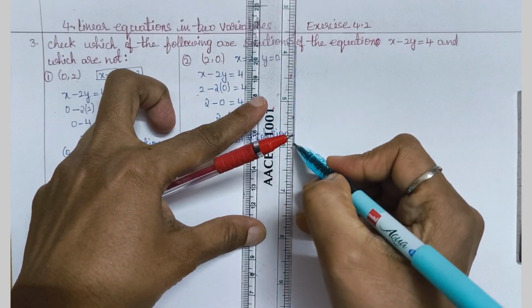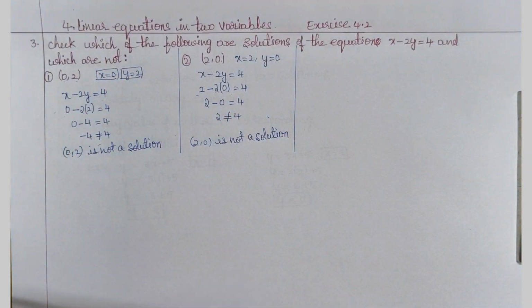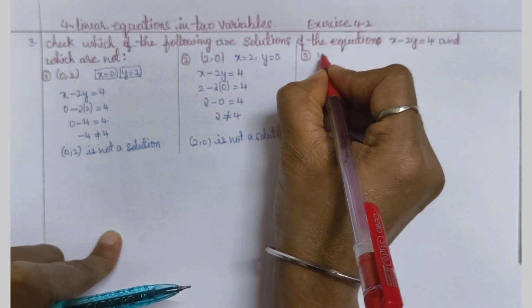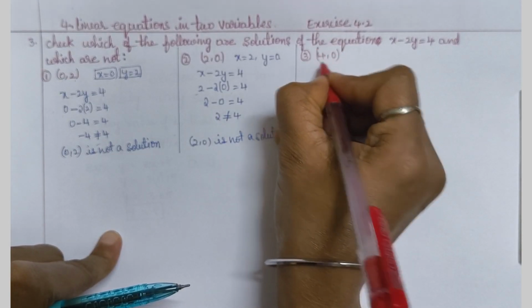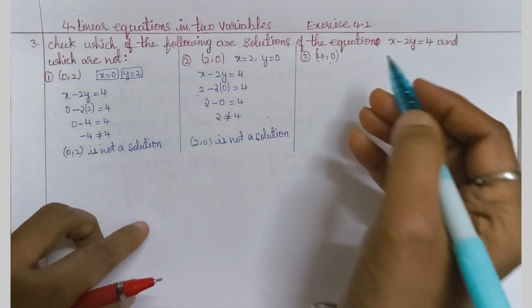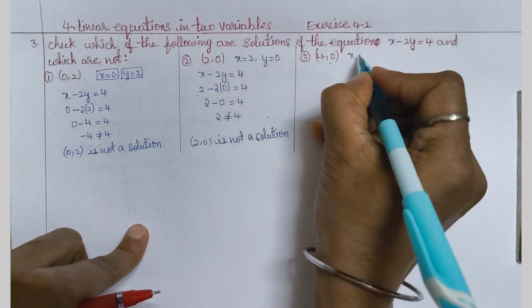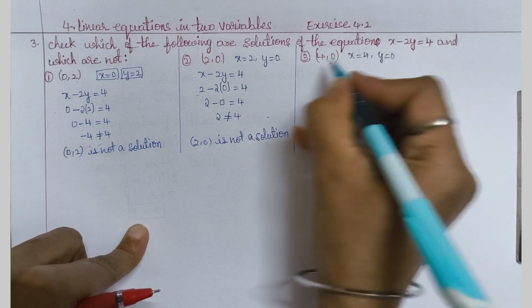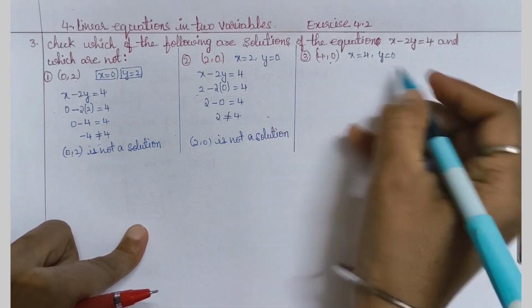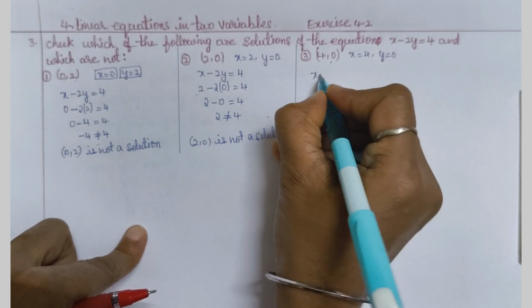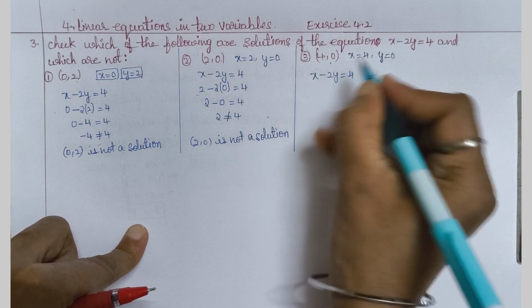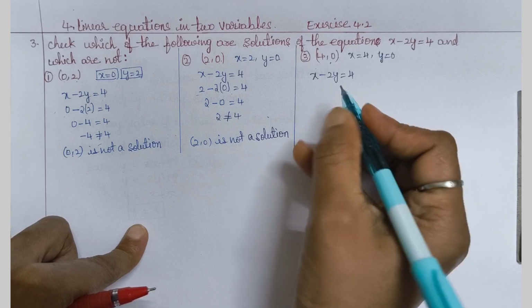See here. What is the third question? The third question is (4, 0). The x value is 4, the y value is 0. I am writing here, see, the x value is 4, the y value is 0. One is the x value, one is the y value. I am writing the equation: x minus 2y is equal to 4. Substitute the x value 4 and the y value 0.